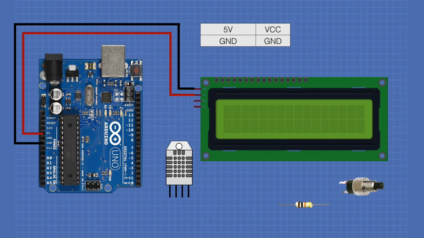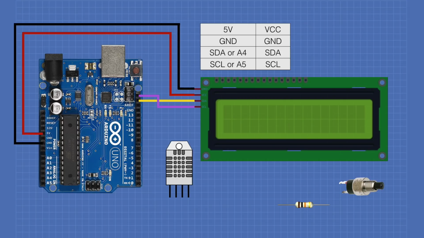We'll connect the SDA connector on the display to the SDA connection on the Arduino. If your Arduino does not have an SDA connection, use analog pin A4. The SCL connection from the display will be connected to the SCL connection on the Arduino. If your Arduino does not have an SCL connection, use analog connection A5.